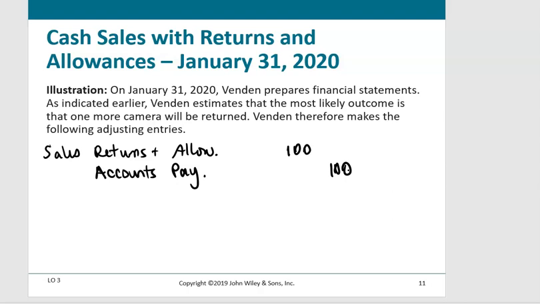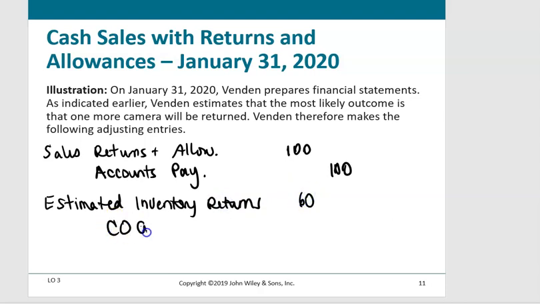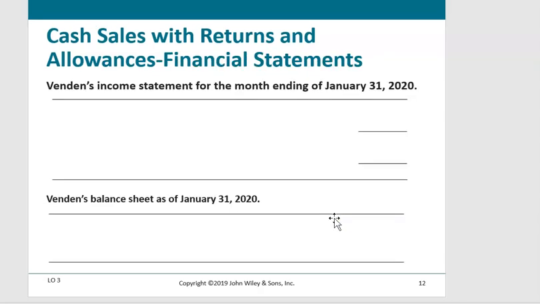We also are expecting to receive those goods back from the customer. So we're going to record that to estimated inventory returns, an asset account, at the cost of 60, and then we're going to take it out of cost of goods sold. What would the income statement and balance sheet look like if the transaction had been for cash?